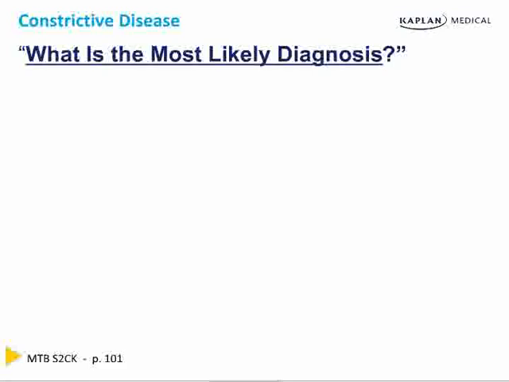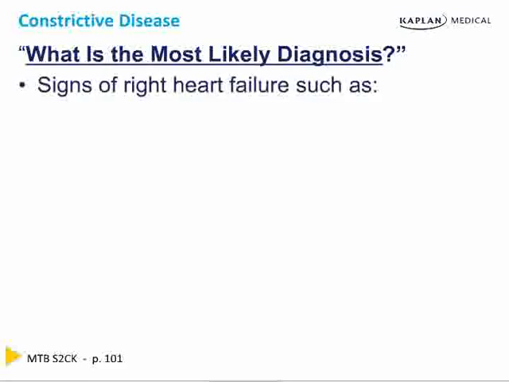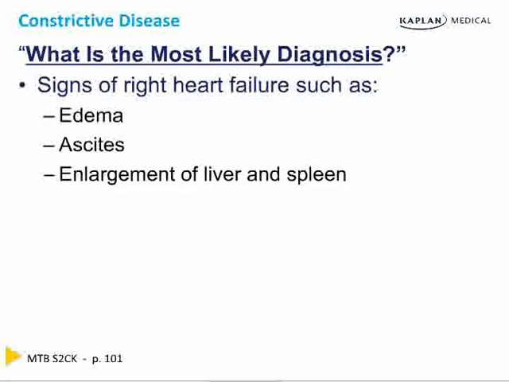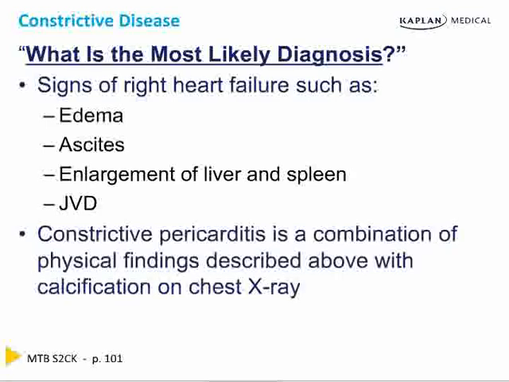What is the most likely diagnosis? Constrictive. The heart can't fill. And I get edema because the heart can't fill. It backs up into my liver, and a big liver and a big spleen and big hemorrhoids and jugular venous distension. Constrictive pericarditis gives several of these signs because the heart can't fill. Calcification on a chest x-ray and chest CT confirm the diagnosis.